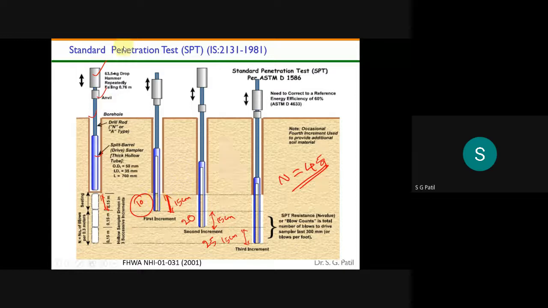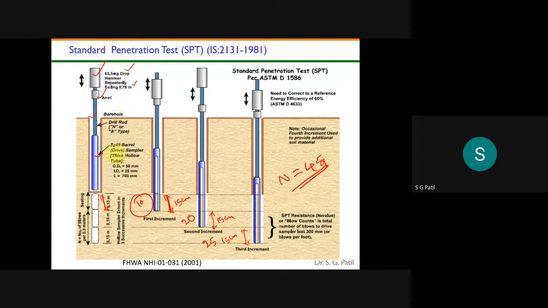Understood, no? So I will explain once again. See, what you have to do first: you take a split spoon sampler and attach it to the drill rod. Then you drive this split spoon sampler with the help of a 63.5 kg hammer, falling under gravity for a distance of 760 mm height.